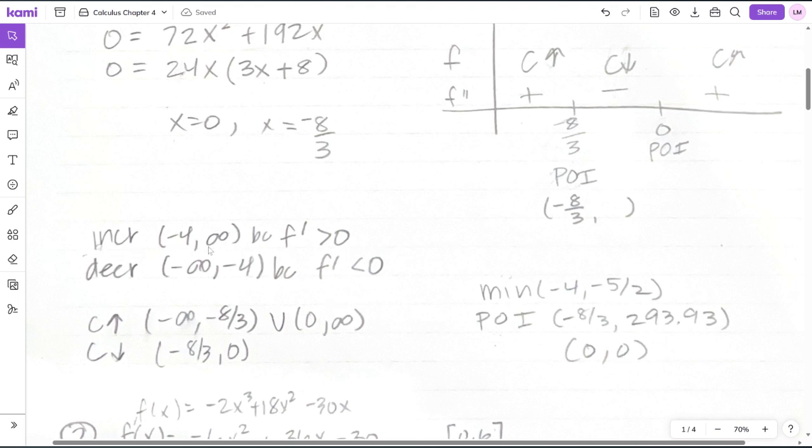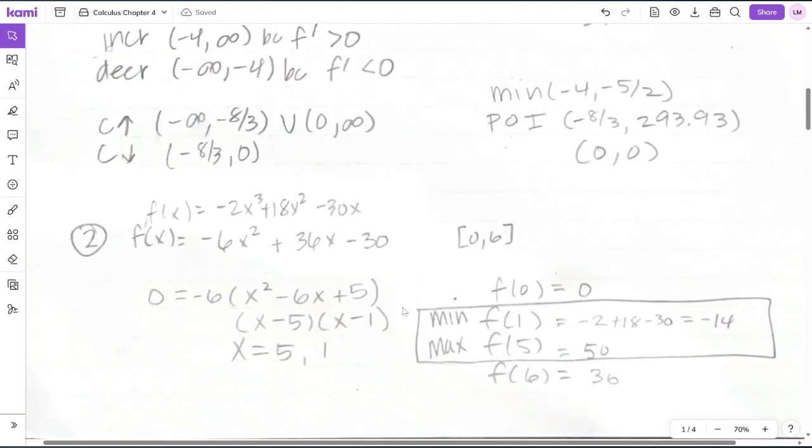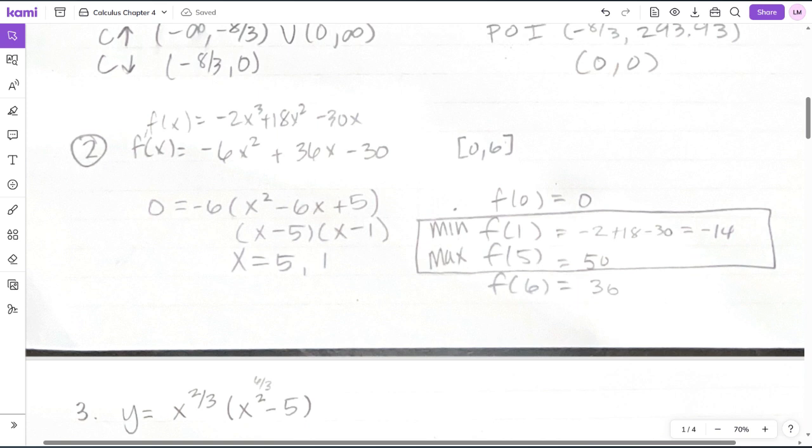I stated where it was increasing, intervals for increasing because my derivative is positive, interval for decreasing because my derivative is negative, concave up because my second derivative is positive, concave down because my second derivative is negative. All right, number 2. It also asks to graph the function. You can graph it and check it on Desmos if you want to. I'm going to ask you to sketch it.